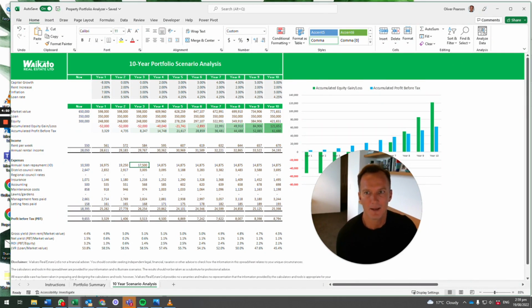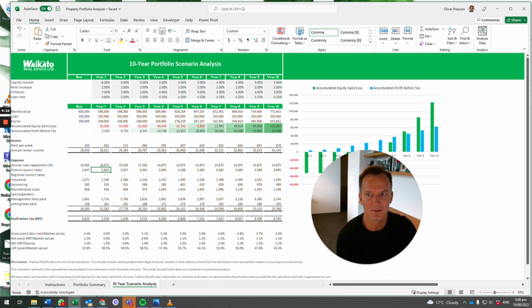Underneath, what we've got here is everything that we entered on the first sheet. It's the totals for all our income and all our expenses. And then what we do is we take those numbers and apply all the changes we've got in our scenarios up here, and that will spit out what our expected profit before tax is each year. So for example, the annual loan repayment, as we roll the years forward, we'll take into account the loan rates that we put in up the top here.